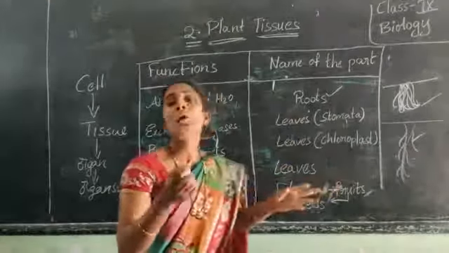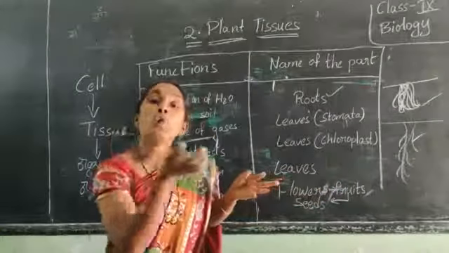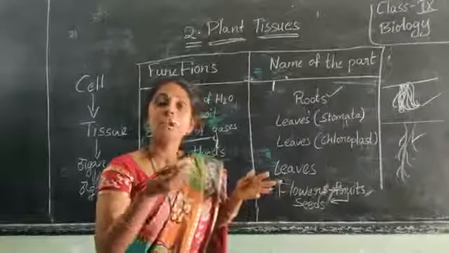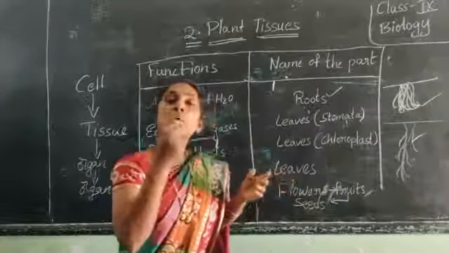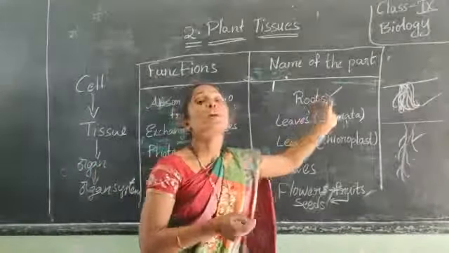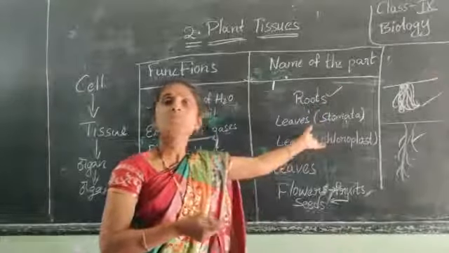The leaves have small pores at the lower portion of the leaves. At the lower portion you have to see small pores. These small pores we call as stomata. Understood, children?